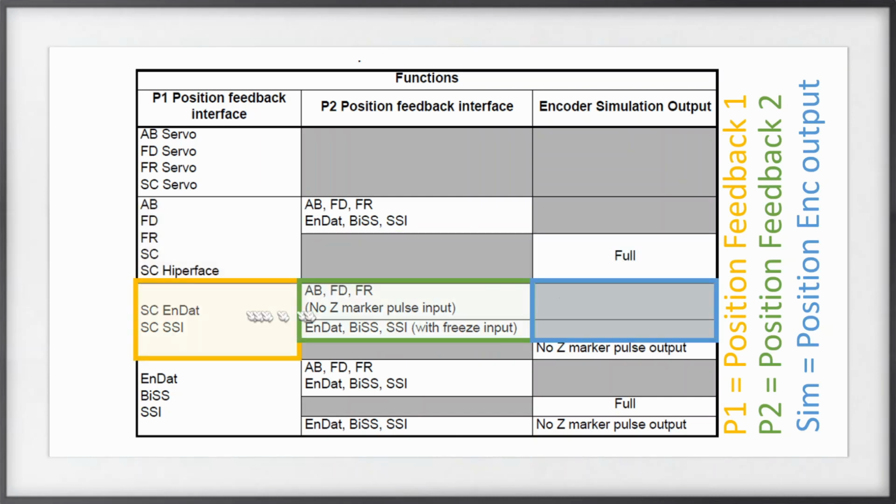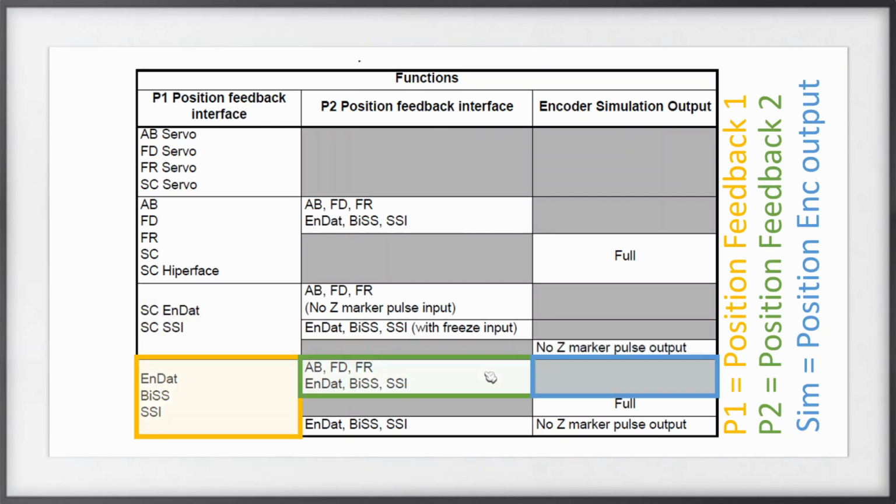With this option, you can have a P1 and a P2 device, but no simulated output. With this option, you can have a P1 with no P2, but you get a simulated output again. This time, you don't get the Z pulses. However, this particular combination of encoders allows you to use P1, P2, and a simulated output. So now your question is how do I actually wire it? And we're about to get to that.